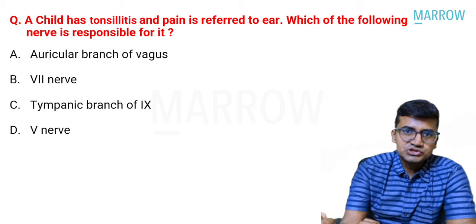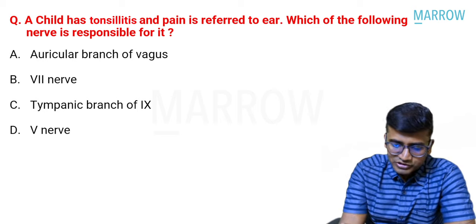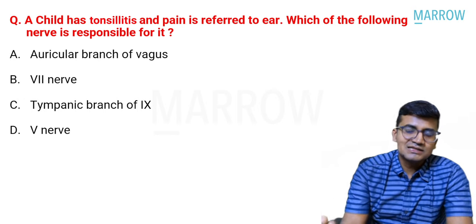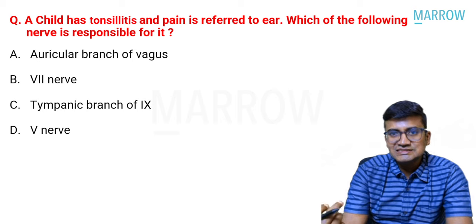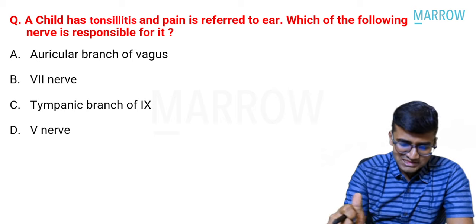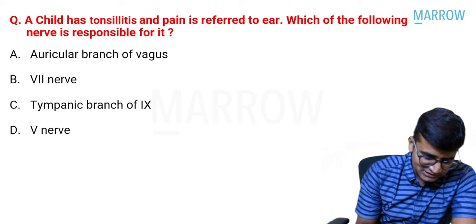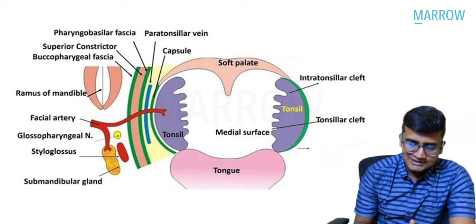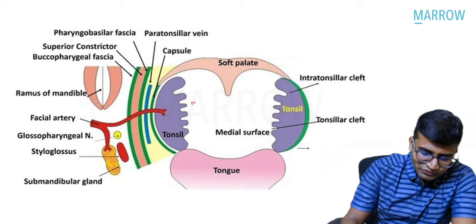A child has tonsillitis and pain referred to ear. Which of the following nerve is responsible for it? Now again, the same question was asked in the recent FMG exam. Okay. So now, what is the answer for this question? Now for this, yes, you have to see the diagram. Now this is the image of a tonsil. Yes. Now this is the medial surface of the tonsil.